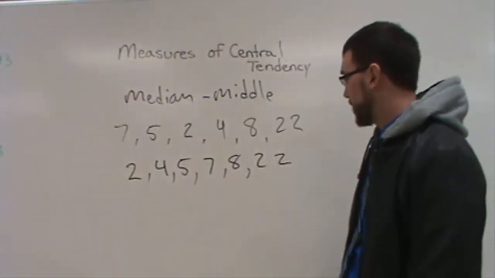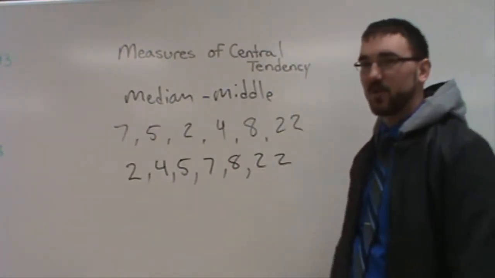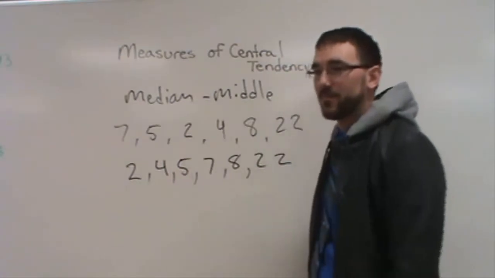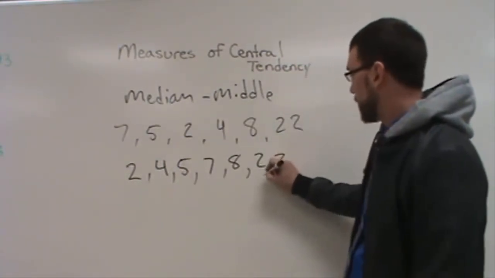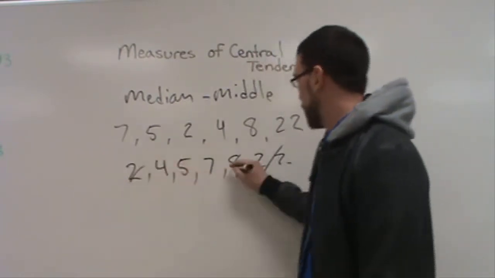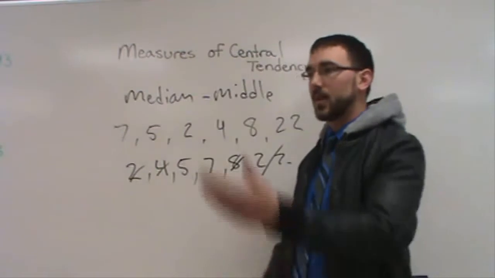Okay, 2, 4, 5, 7, 8, 22. Okay, one way to do it. I'm going to show you a video, but I should have prepared it today. If you just start crossing off either end, we get to the middle. You add them up and divide by 2.